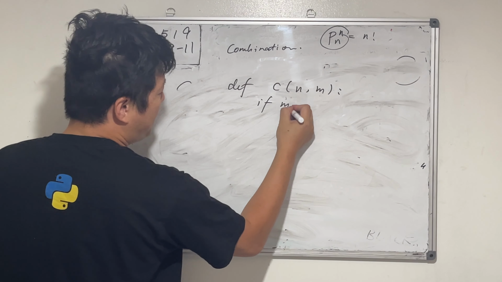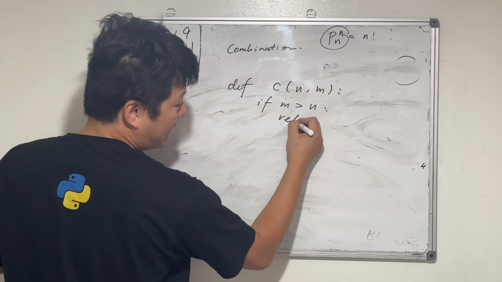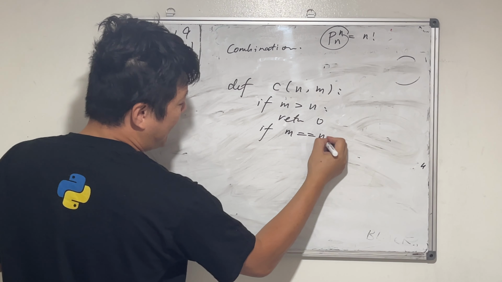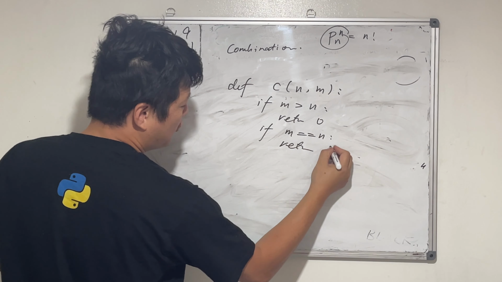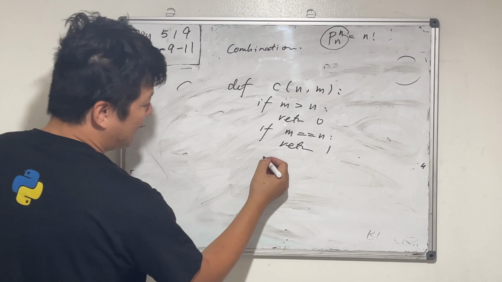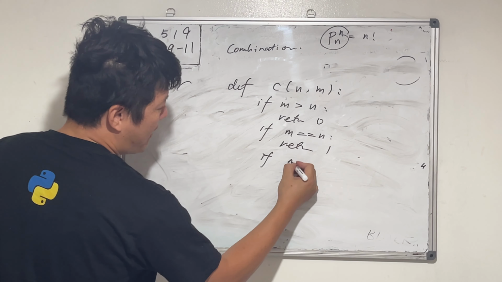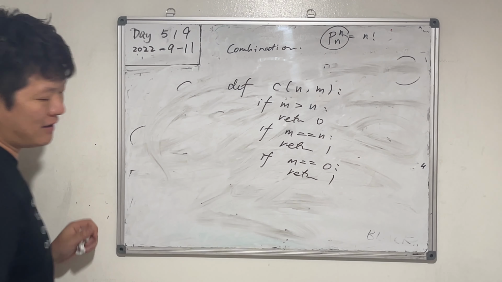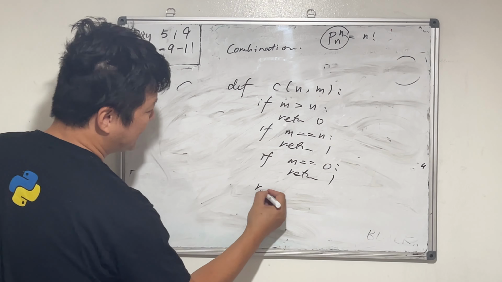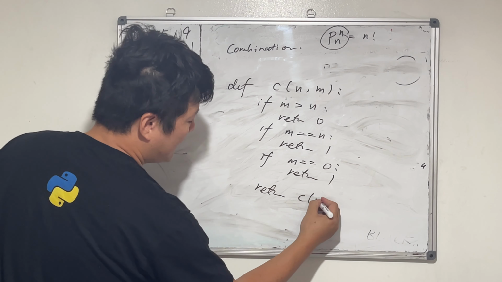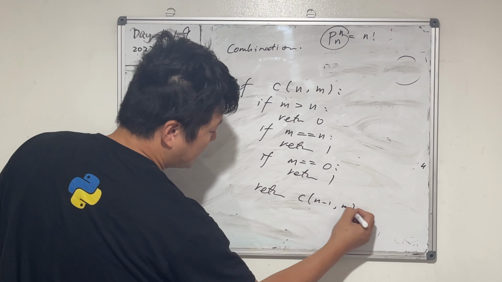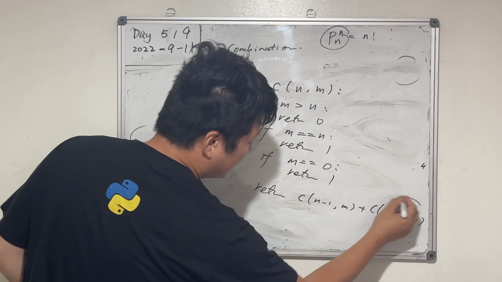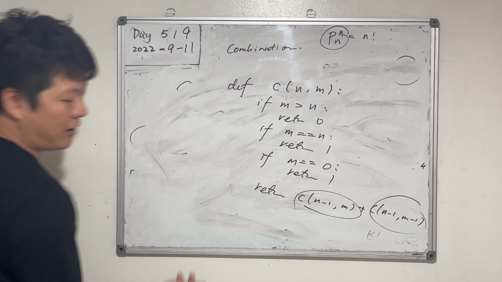Define C(n, m). If m is bigger than n, return 0. If m equals n, return 1. If m equals 0, return 1, right? We talked about it. And otherwise, return C(n-1, m) plus C(n-1, m-1): picking m apples from the other n minus 1 apples if we skip it, or m minus 1 if we pick it. Okay, we talk about it.